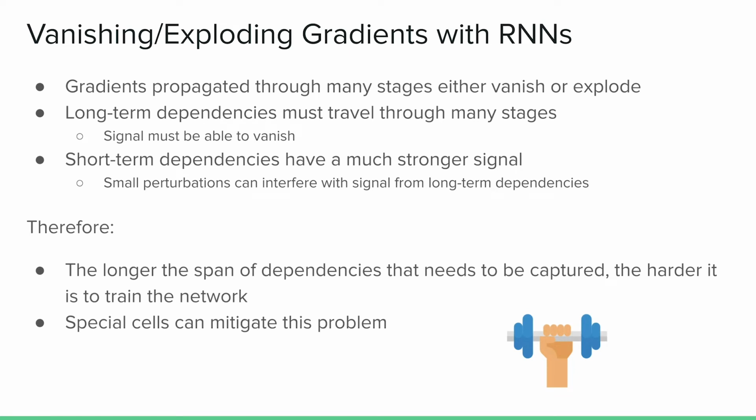So the longer the span of the dependency that we want to capture, the harder it is to actually train such a neural network because of exactly this problem. But there are special cells that can help us to mitigate this problem that we will talk about a bit later.